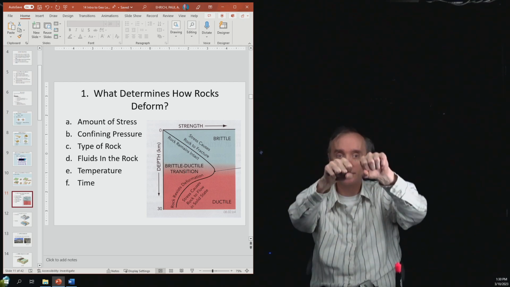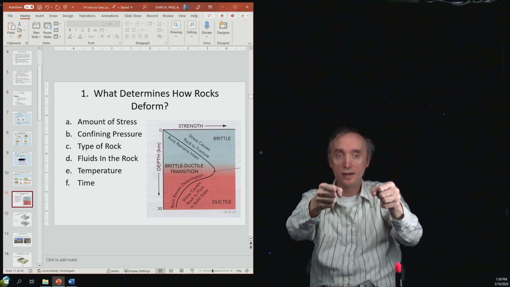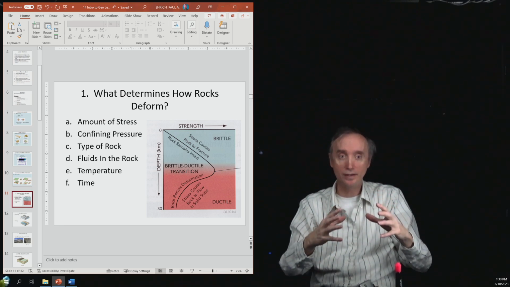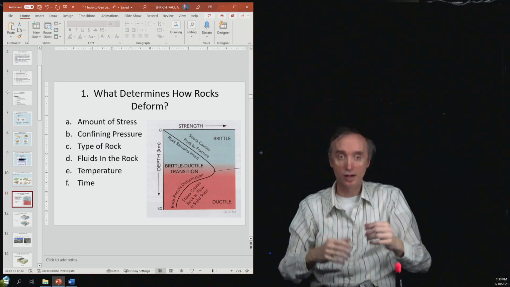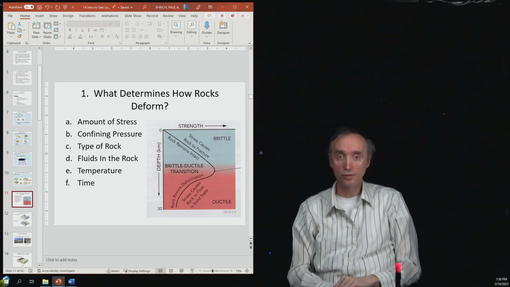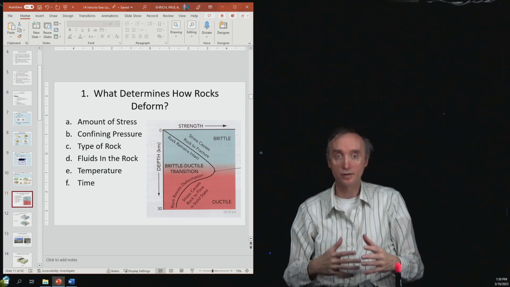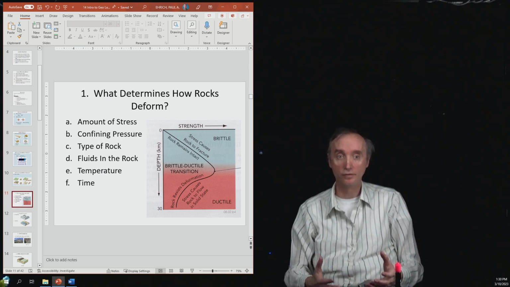Then you could apply a stress to a rock and it would behave plastically. That would mean that it's going to bend, and then when you stop applying the stress to it, it's going to remain in whatever shape it was left in. And then the third thing it could do is it could break. If you apply too much stress to a rock, it's going to break, it's going to rupture, and then you're going to have a fault.